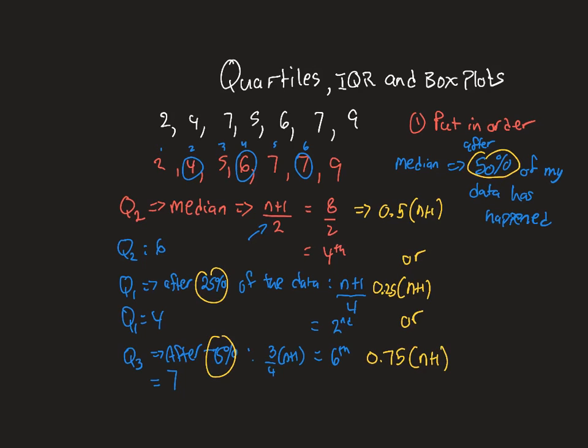Okay? So if these are my Q1, my Q2, my Q3, what is IQR? Well, IQR is the interquartile range. And in order to find it, you would need to do Q3 minus Q1. So in this case, it would be 7 minus 4, which is 3. So we found our IQR, we found our quartiles. Last but not least, box plots. We'll do that on the next page.